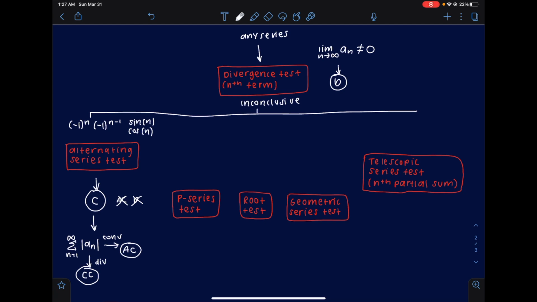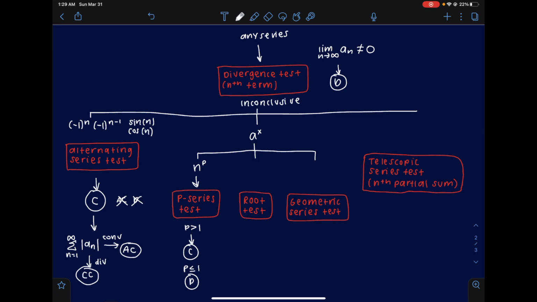Now, say that the series is not alternating whatsoever. Then you're going to ask yourself, is it of some type of exponential form? Within an exponential form, there are 3 possibilities. The first possibility is n to the power of p. If you have the form n to the power of some number, then you're going to be using the p-series test. If p is greater than 1, it converges. If p is less than or equal to 1, it diverges. So p-series test can be used to prove convergence or divergence.